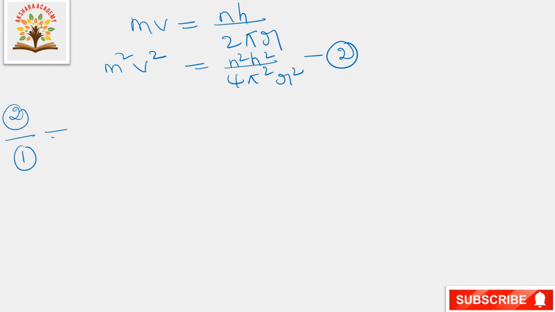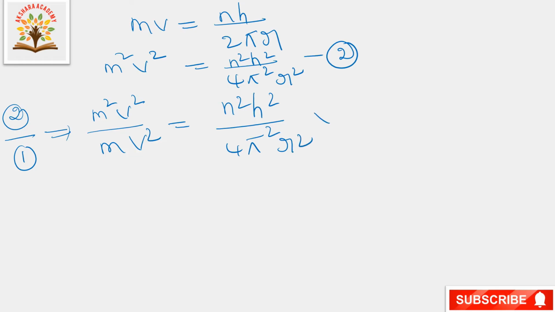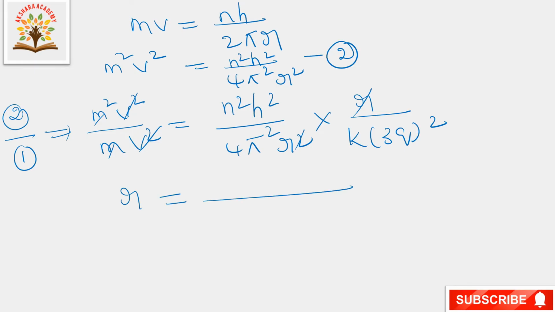So, that implies m square v square by m v square is equal to n square h square by 4 pi square r square into r by k into 3q square. r gets cancelled here, m v square gets cancelled. So, r is equal to, from this equation, n square h square by 4 pi square m k 3q square.